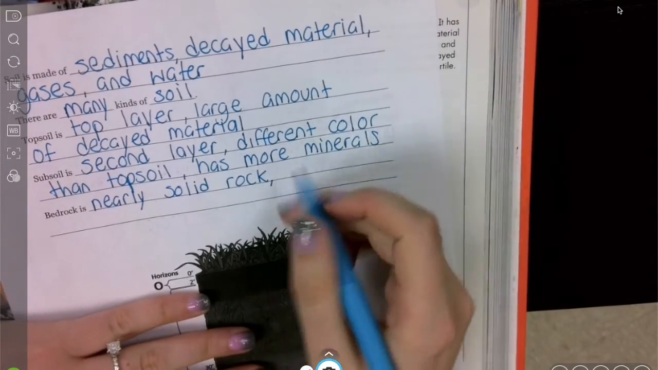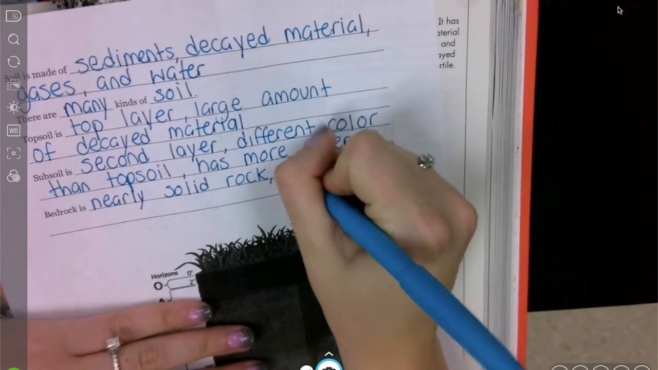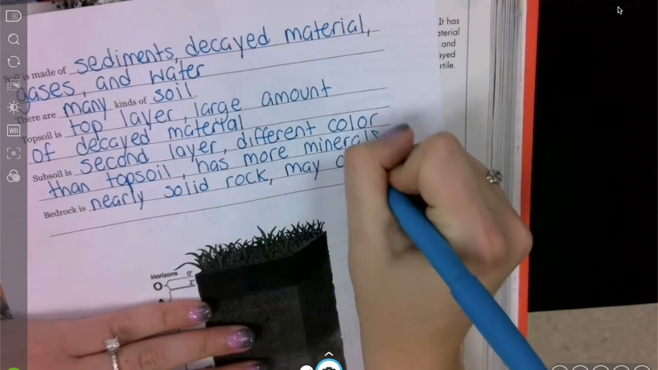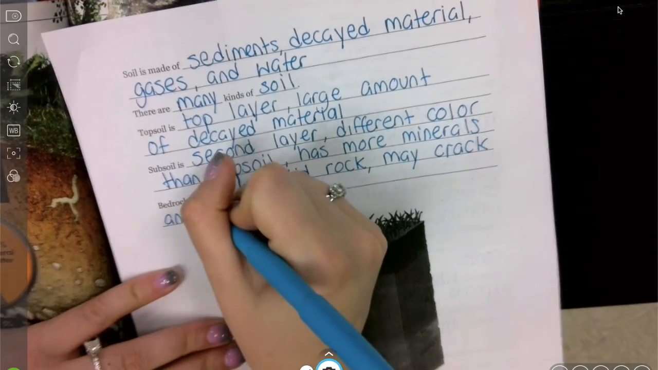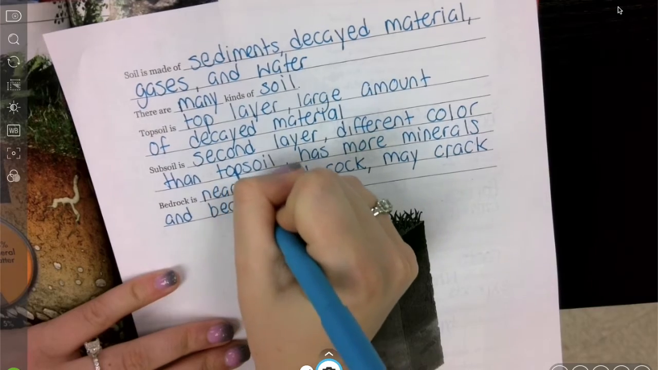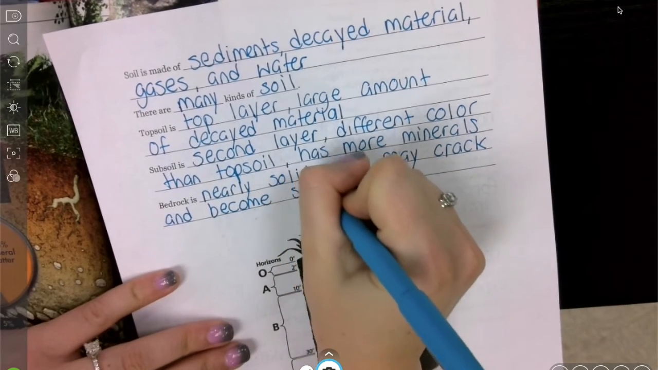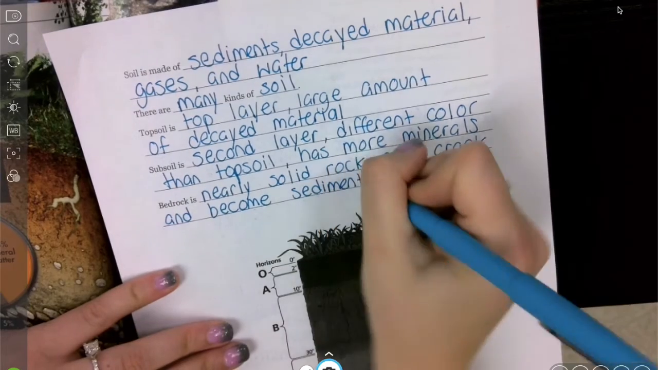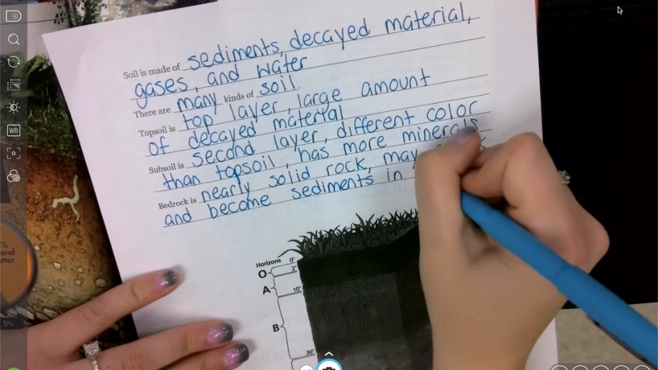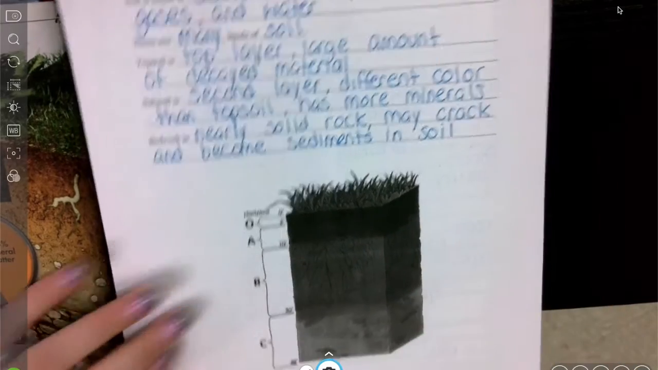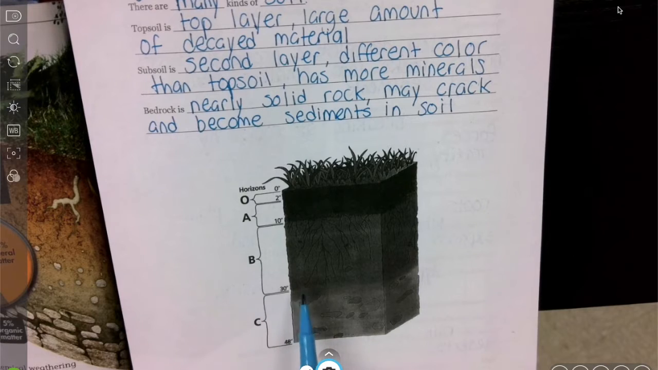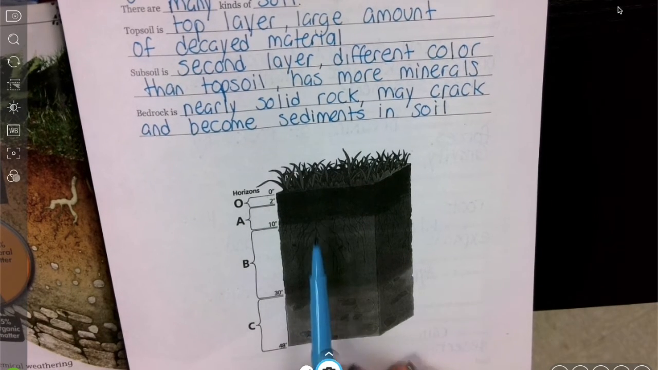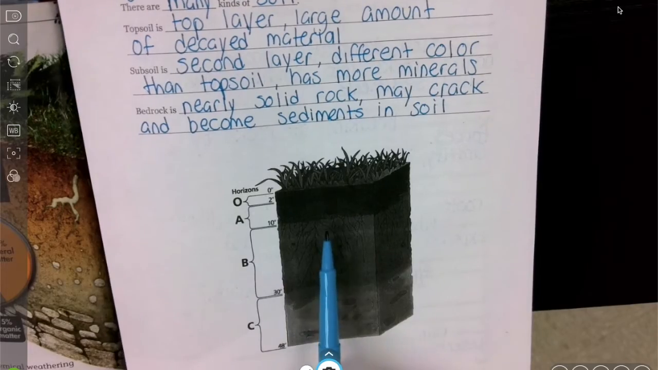So it's nearly solid rock. It then may crack and become sediments in soil. This picture is a little bit dark, but you can see like the more solid ground or solid rock down here, and then up here is where the rock gets smaller and smaller until you hit that soft soil.